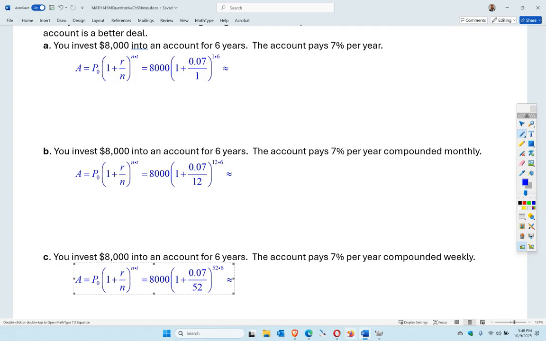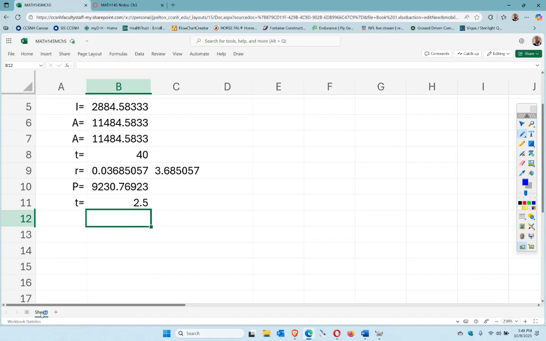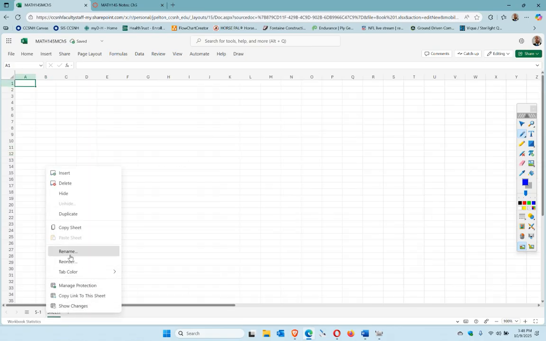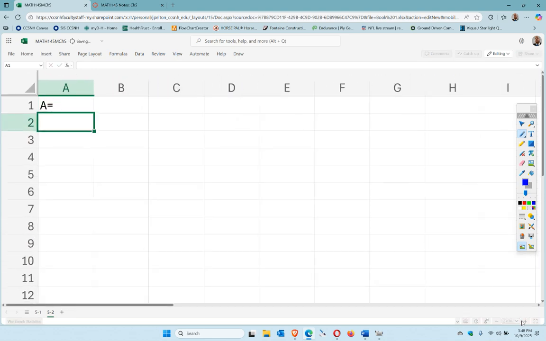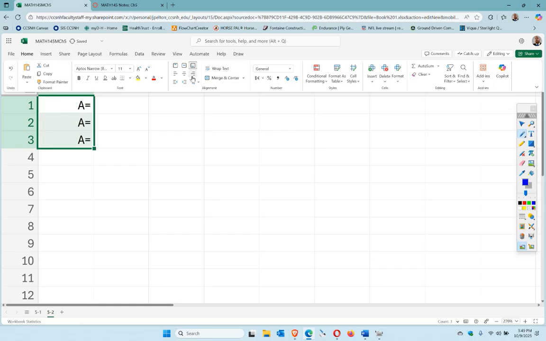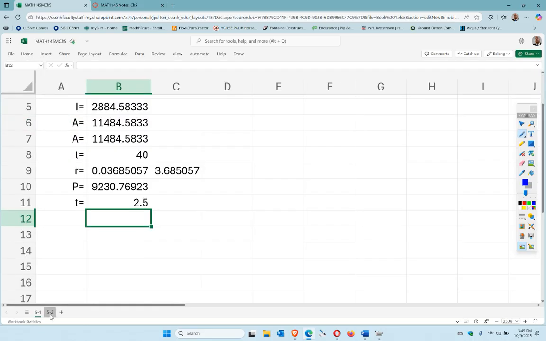Okay, so let's put this into the spreadsheet. So I'm going to, where's my spreadsheet? Right there. So I'm going to rename this tab right here. I'm going to right-click and rename this as 5-1. I'm going to hit the plus, and then rename this 5-2 for the second tab, and then blow this up. And I'm going to do A equals, and A equals for all 3 of these. And then shift these to the right. Okay, so there's my 5-2, right? So 5-1 from last time, 5-2 for this time.